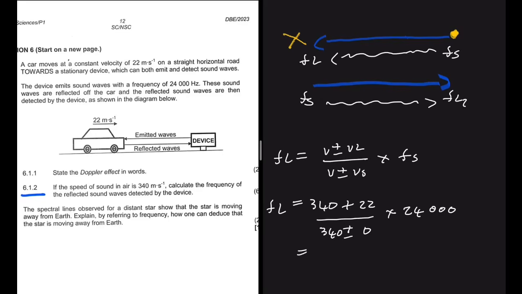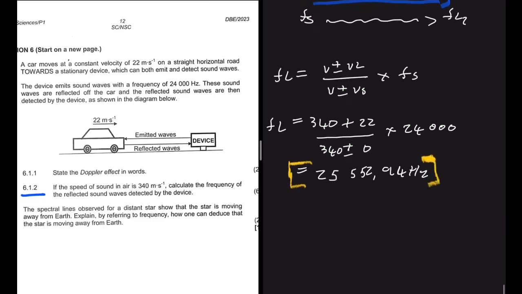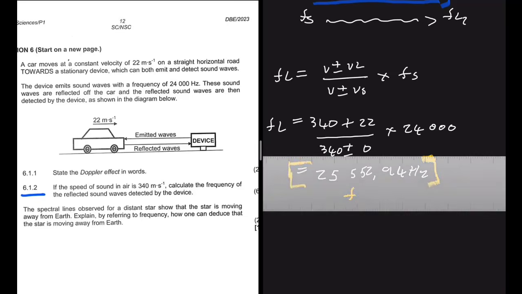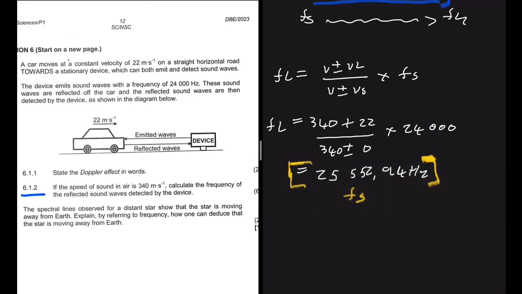Let me just compute that real quick. I have 340 plus 22, divided by 340, multiplied by 24,000, and I'm getting 25,552.94 Hertz. This is the frequency that strikes our car. And now this frequency is reflected back to the device as Fs. This frequency now becomes our Fs, reflected back to our device.